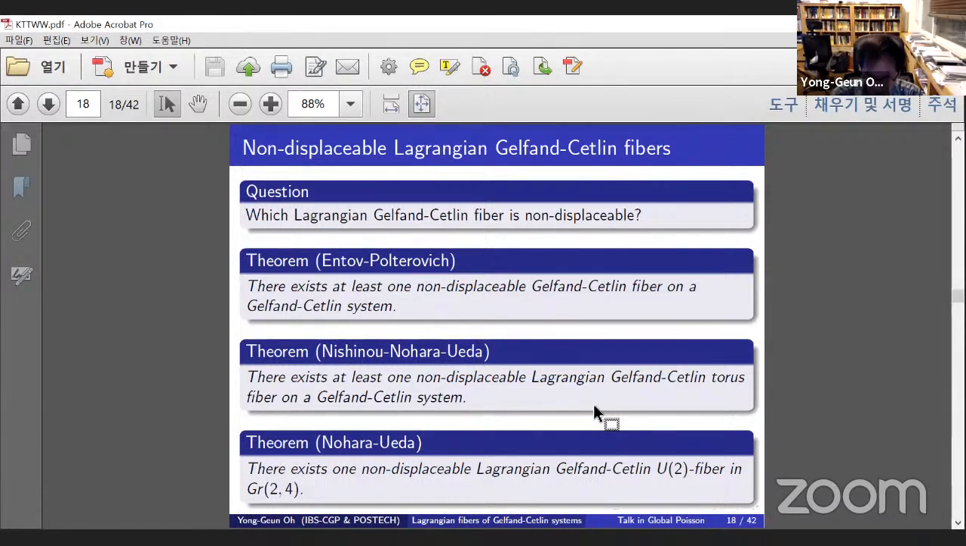And Nohara and Ueda showed another theorem. There is one non-displaceable Lagrangian Gelfand-Cetlin fiber whose topology is U(2) in this Grassmannian.